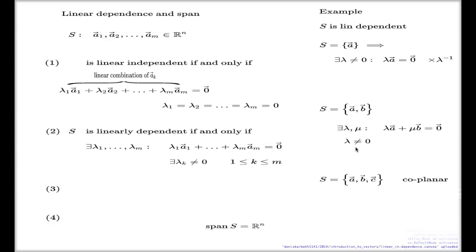So if my lambda is non-zero, again, I can solve for A here, because having lambda non-zero, I can always multiply by the inverse of lambda. So if I solve for A, that's what I will come up with. And we all know it means that my vectors are parallel. So for the case of two vectors, linear dependence is a fancy, more general term for just being parallel.